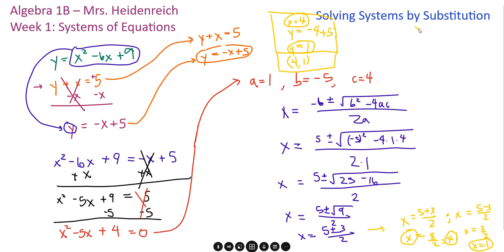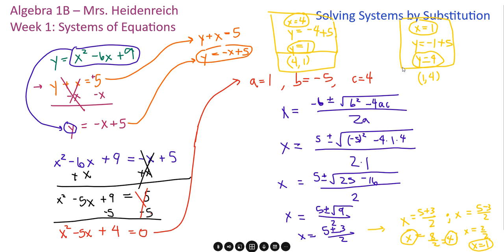Let's do it again over here. Now I'm going to plug in x equals 1 into this equation. y equals negative 1 plus 5. Okay, so then y is going to equal 4, it looks like. Interesting. Okay, so I got x equals 1, y equals 4. If I were to write that as a point, it would be 1 comma 4.